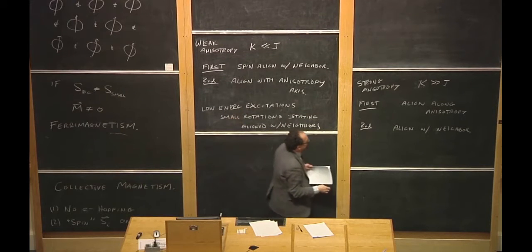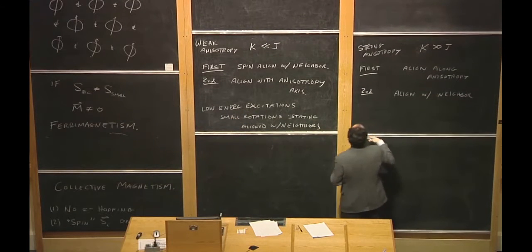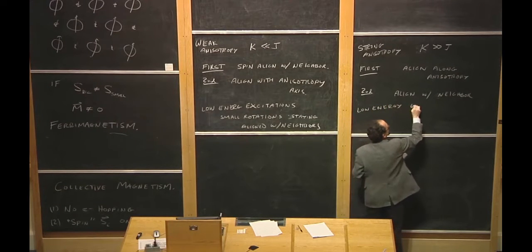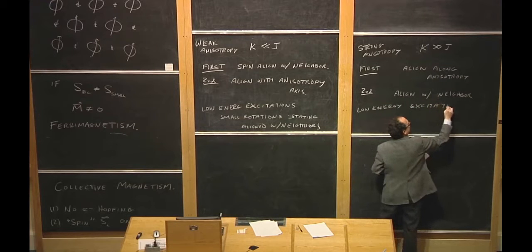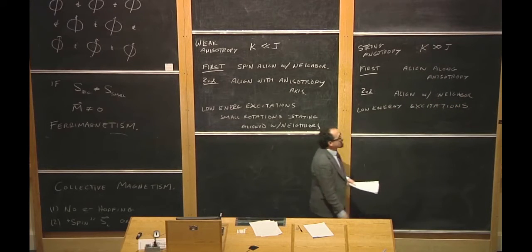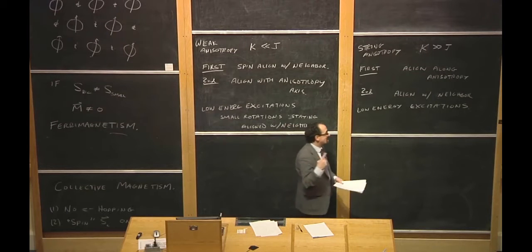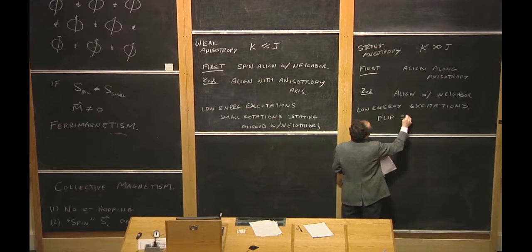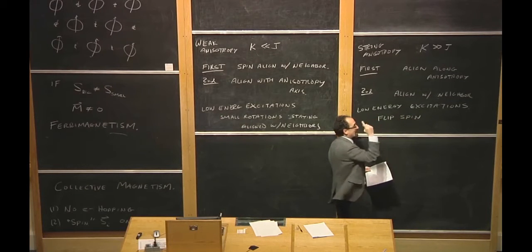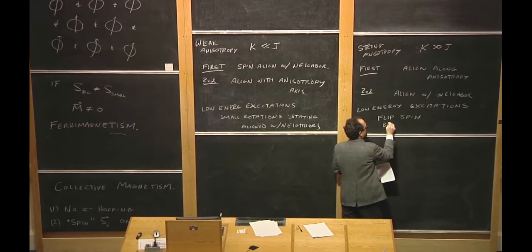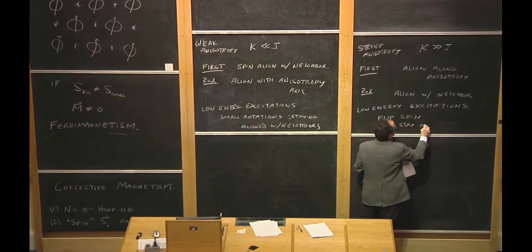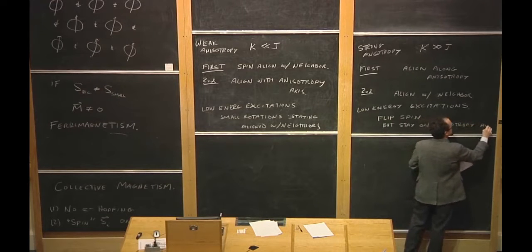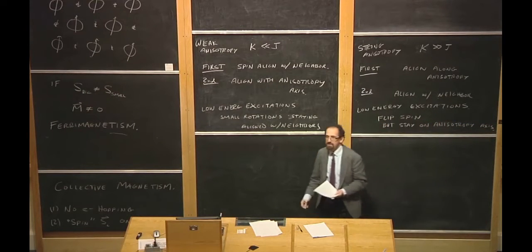Whereas over here, the low energy excitations are completely different. Here, the thing that's important is that you have to stay aligned with the anisotropy axis. So the low energy excitation is to flip some spin, but stay on the anisotropy axis. Okay, is it clear what the difference is between these two?